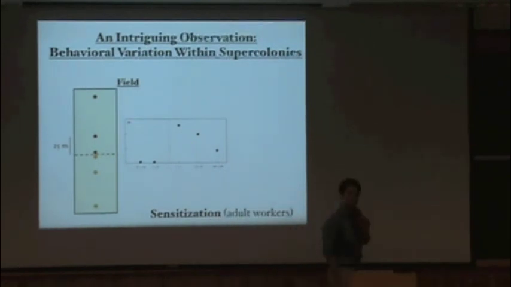And this suggested to us, there are lots of things that could potentially be driving this, but one interesting possibility is that Argentine ants at this colony boundary are interacting with ants from different colonies very frequently, and they're learning that their enemies are around. And so they're becoming sensitized to the presence of these ants from a different colony, and they're escalating their level of aggression towards ants from these other colonies.